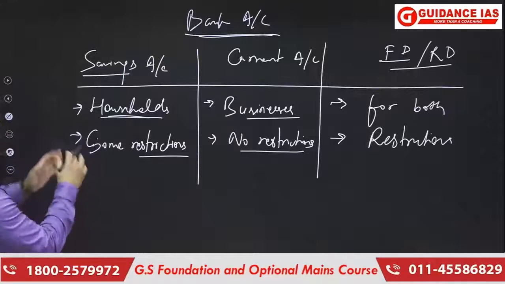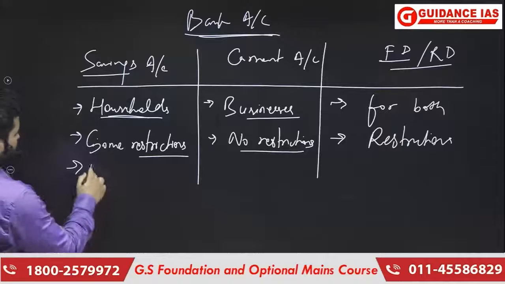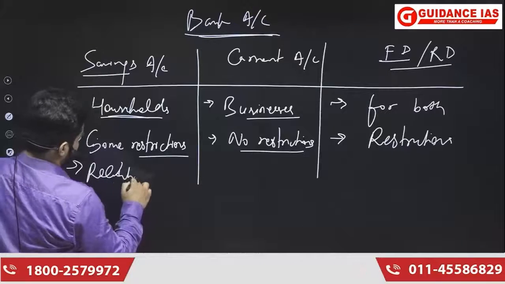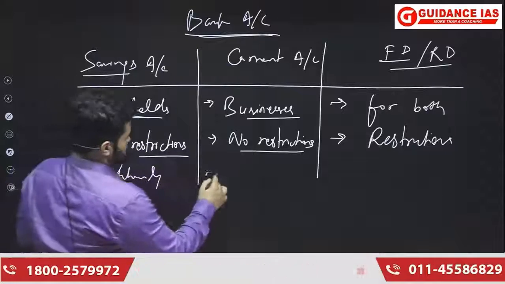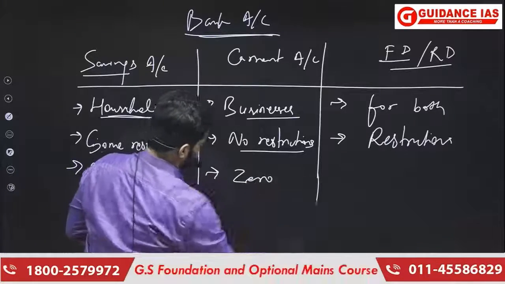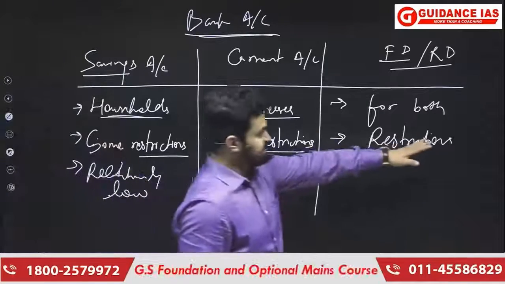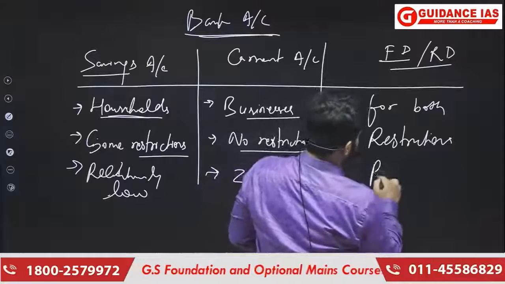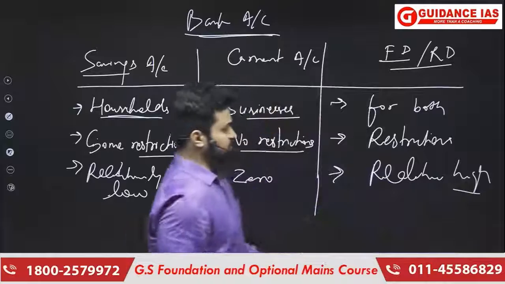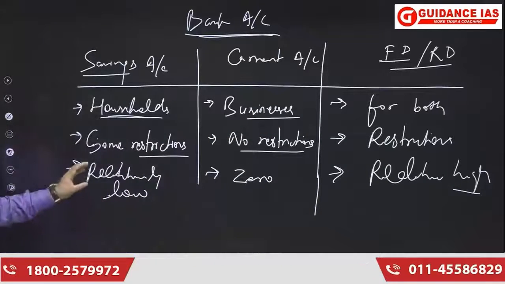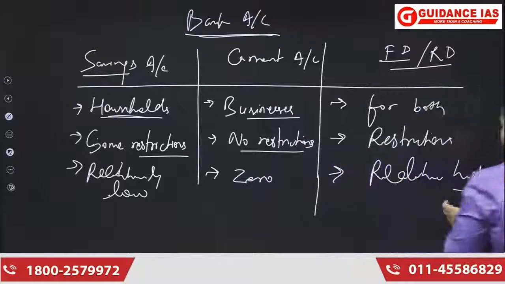Now, what about the interest rate? The interest rate in a savings account is relatively low. Why do I say relatively low? Because in a current account there is no interest, zero interest rate. Savings account rates are relatively low in comparison to fixed deposits and recurring deposits, where you have relatively high interest rates.